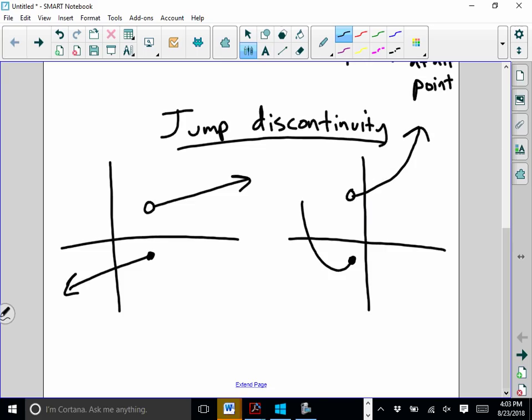Was your prediction accurate? I hope so. Jump discontinuity, when we take a look here, the function just jumps up or down a level. Characteristics of jump discontinuities is, as you can see in both drawings, the left-hand limit and the right-hand limit both exist, or they're both numbers. However, they're different from each other. So jump discontinuities, we can tell them by the left-hand limit and the right-hand limit being different.